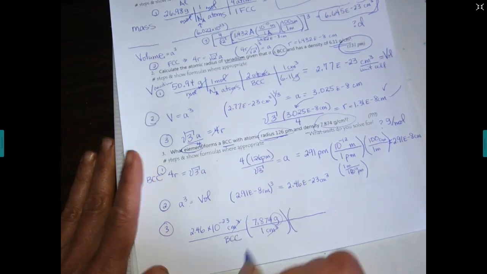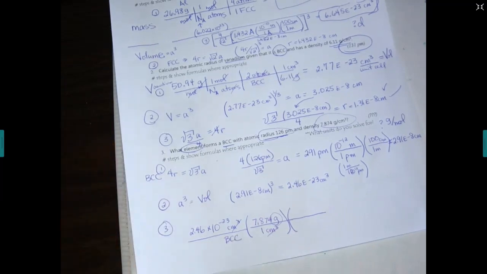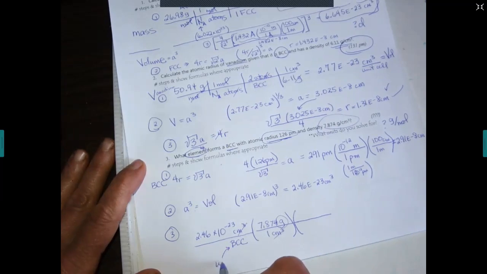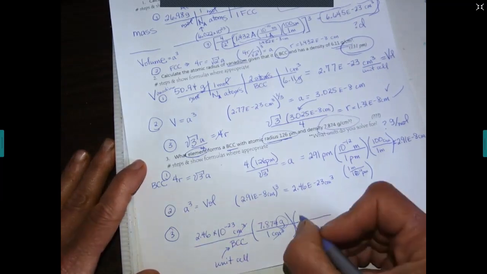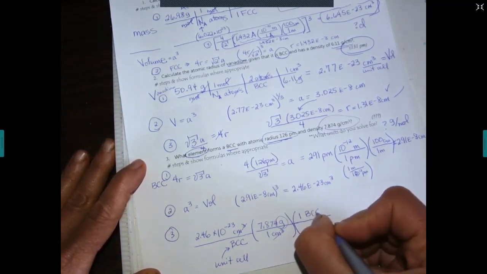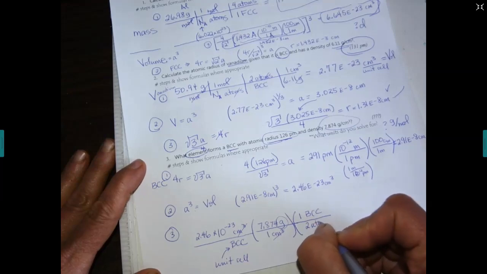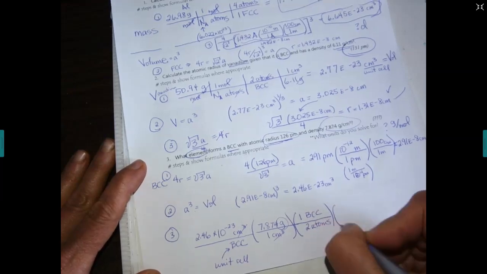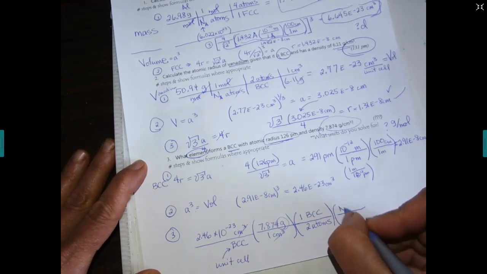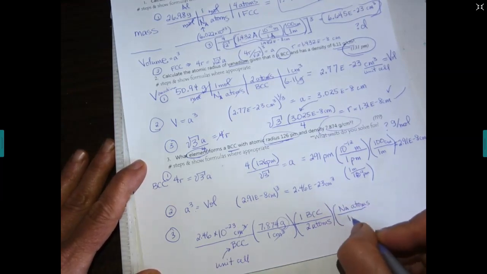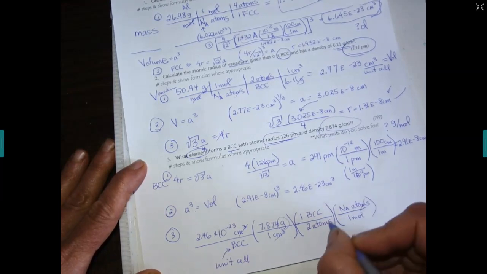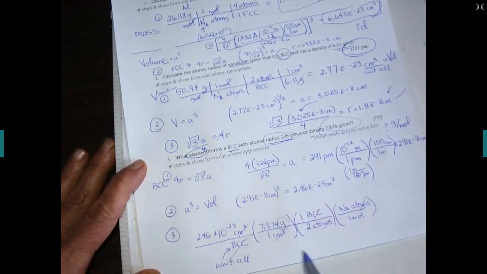All right, so let's just write this. It's cubic centimeters per BCC. That's our unit cell, and that's what that will always be told to you. The first one was FCC. So what we know is for every 1 BCC, there are 2 atoms. And the reason I'm going here is Avogadro's number of atoms is 1 mole. So my atoms cancel, my unit cell cancels. I am left with grams over moles.